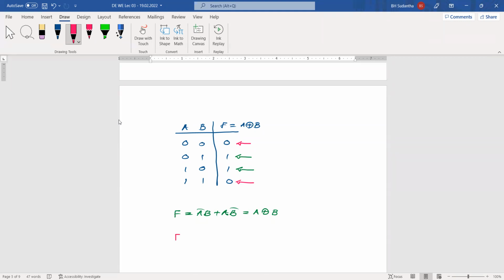But if you consider F bar, then to write the output equation for F bar, you have to consider zeros. Then this is A bar B bar and AB. Then you can write your new equation A bar B bar plus AB. That is for F bar. Then what is this? You know that this is the exclusive NOR operation. Whenever you see A bar B bar plus AB, straight away you can write this exclusive NOR between A and B.